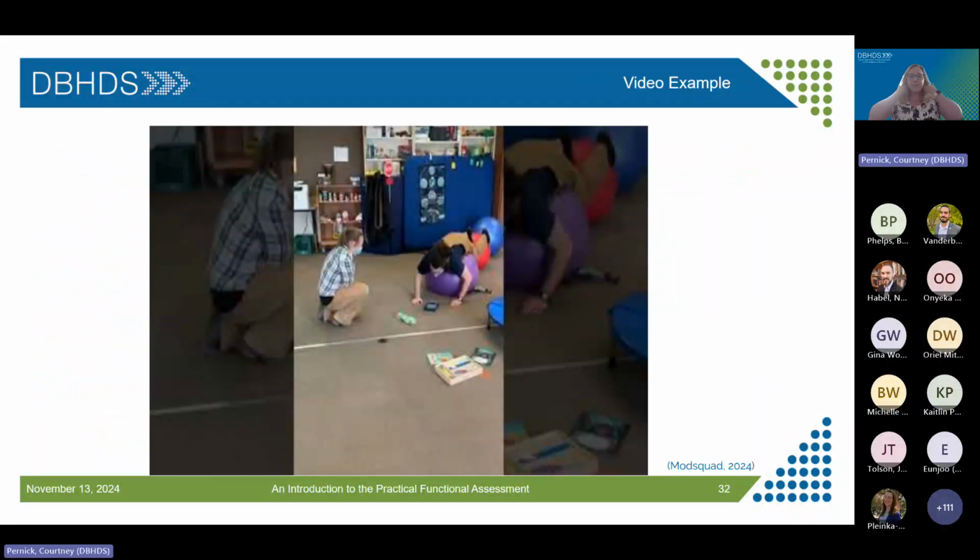Okay, so here's a video example of an ISCA. This video is borrowed with permission from the PFA and SBT Community Resources page. In this video, you'll see the person lying on the purple ball is the learner, and the person knelt down is the implementer. We clipped the video for time's sake, so we're not showing this full ISCA.